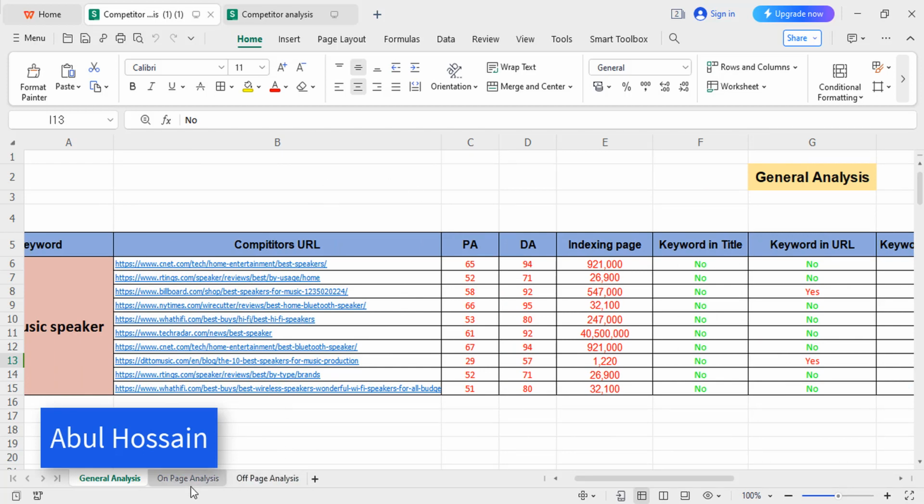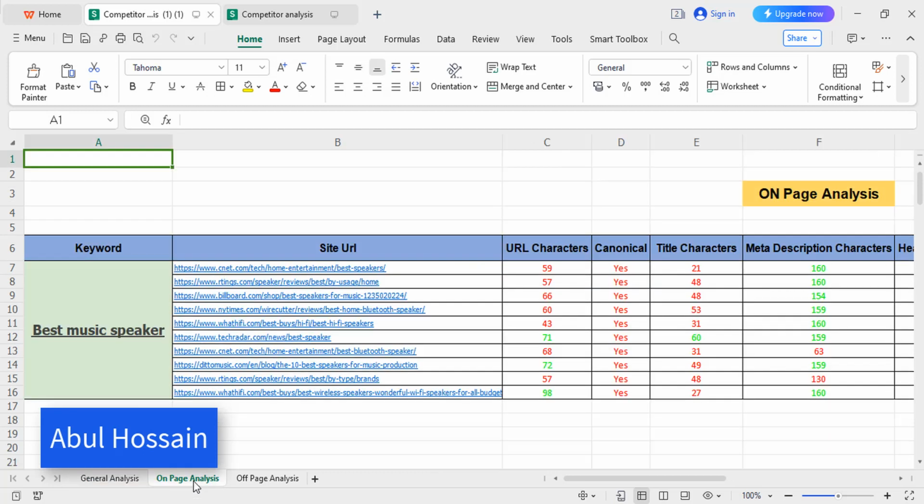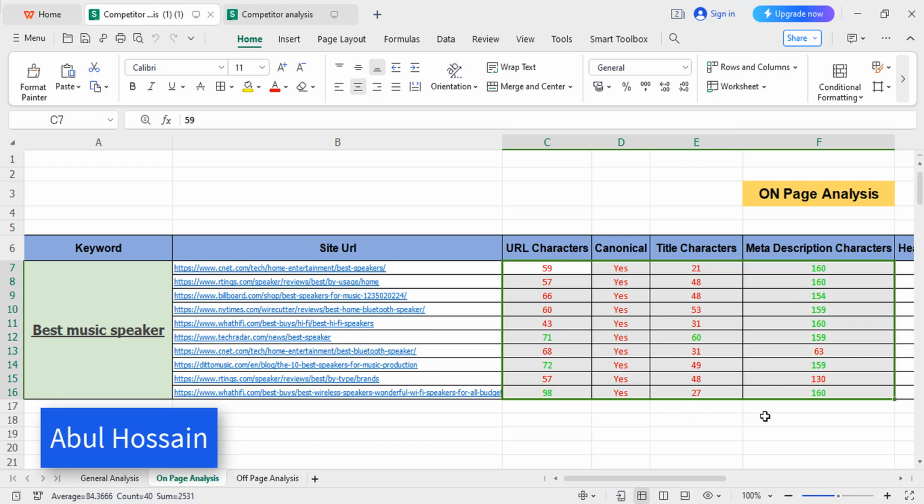So now let's go to the second phase of the competitor analysis, which falls under on-page analysis. Again, we have the same keyword and the URL would remain the same, and some of the metrics would be different this time. For example, URL characters. We all know that there are certain numbers of characters we can use for our meta title, and it seems like most of them are violating the standard that Google likes. So this is good for us.